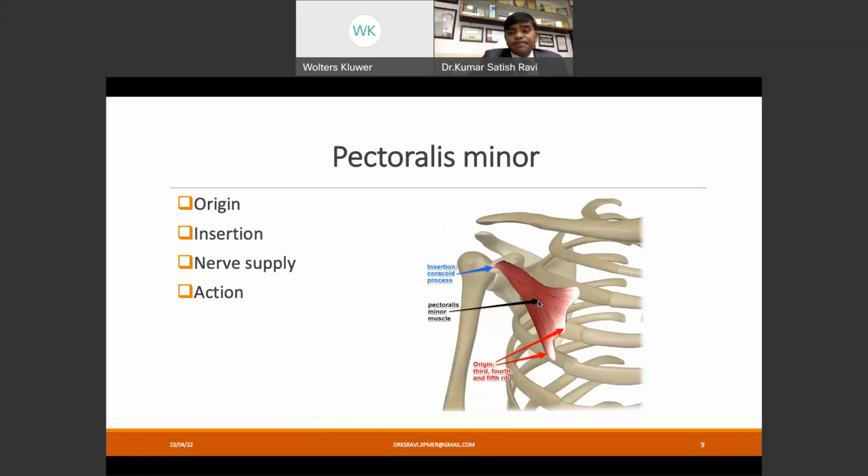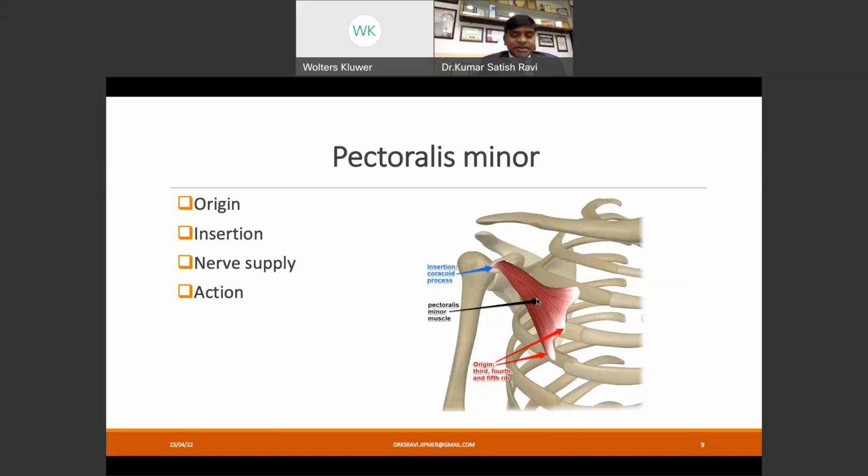When you cut and reflect the pectoralis major muscle, you will be able to appreciate this muscle that is called the pectoralis minor muscle. As you can see in this diagram, the pectoralis minor appears triangular in shape. So this is a triangular muscle which lies beneath the pectoralis major muscle, and you can say it is a key muscle of this region as axillary artery.